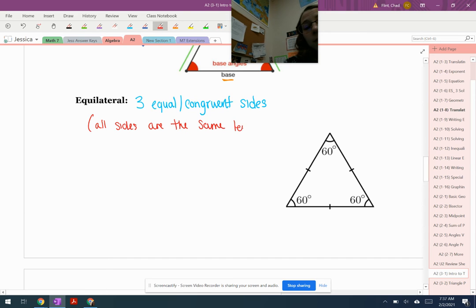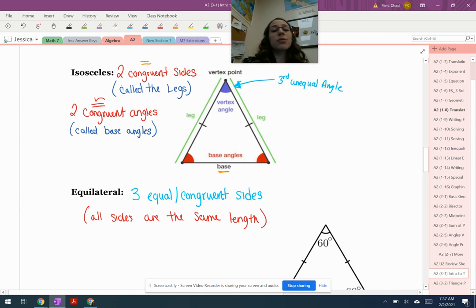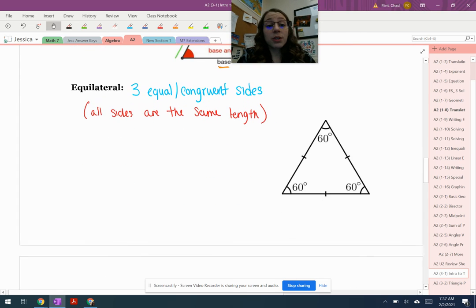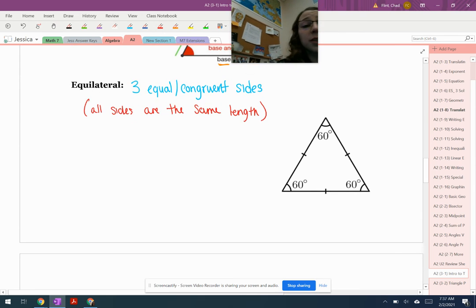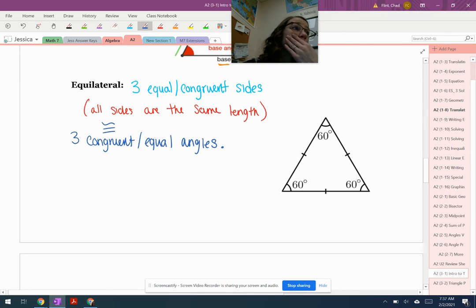Which, with our isosceles triangle, when two of the legs or two of the sides were the same, that meant two of the angles were the same. That's the same kind of situation here with an equilateral triangle. An equilateral triangle has three congruent or equal sides, which means that it also has three congruent, equal angles. And one of my favorite questions to ask is, if each angle is the same thing in the triangle, how could you figure out the measure of each one?